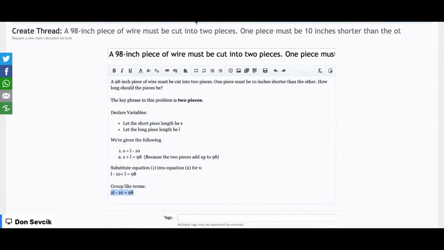Now I'm going off camera real quick, going to the math engine so I can grab this math for you. Hold on, almost there. Okay, we're back.